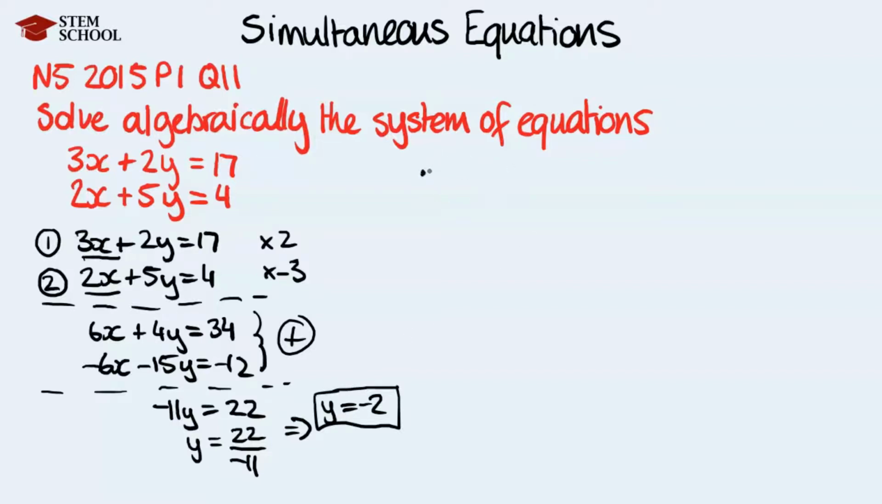Now once you've found the first one of the variables, you can now substitute that variable into one of the equations to find the other variable.